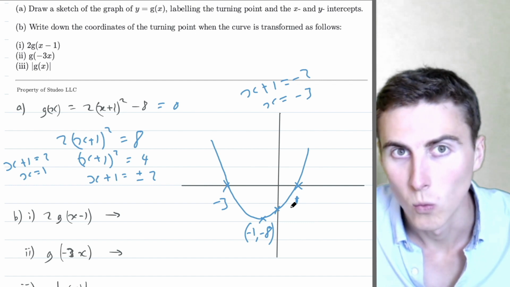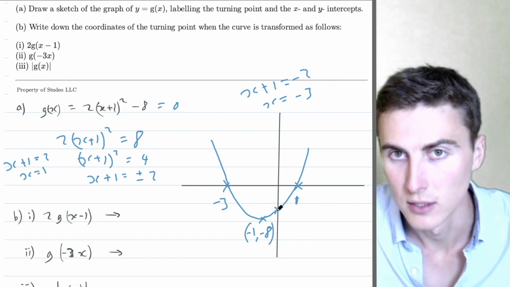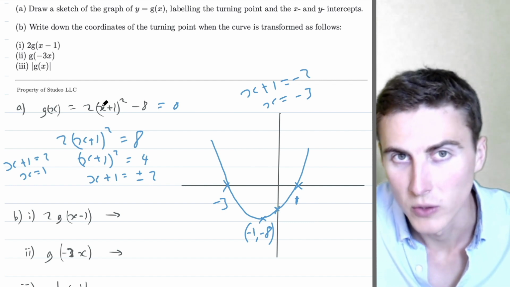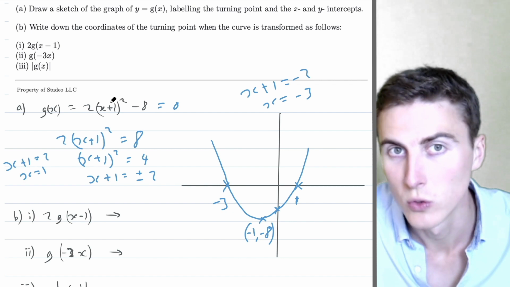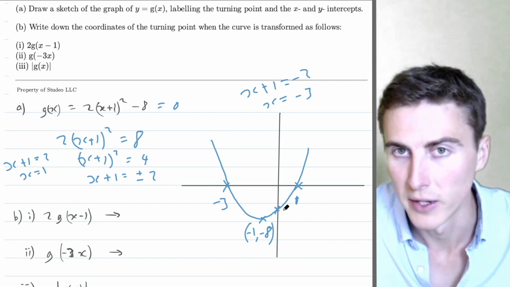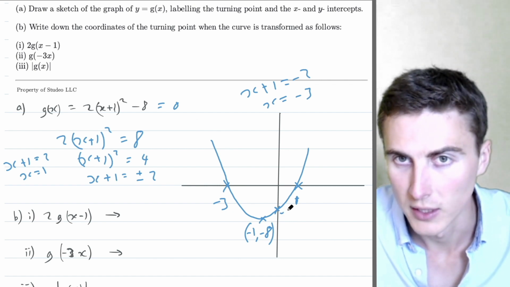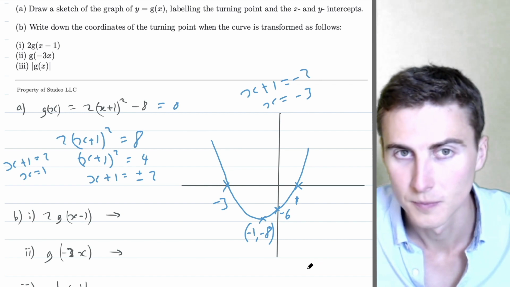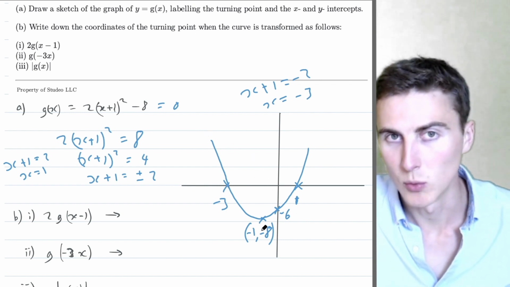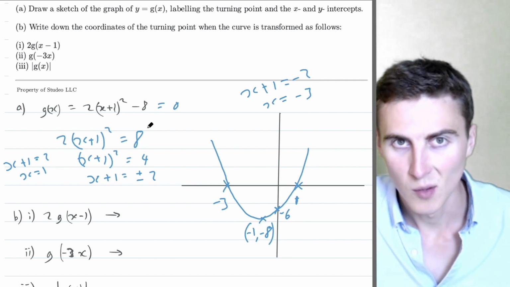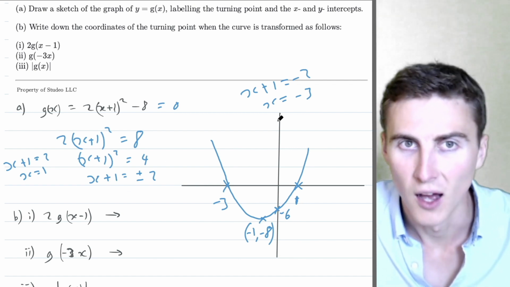And last one to find is this one here. So what's it going to be when x is 0? So if we plug 0 into here, we'd have 0 plus 1 is 1. 1 squared is 1. 2 times 1 is 2. 2 minus 8 is minus 6. So this one here is minus 6. And that's it. We've now sketched the graph and we've labeled all of our points. Apologies for the kind of unneat writing there.